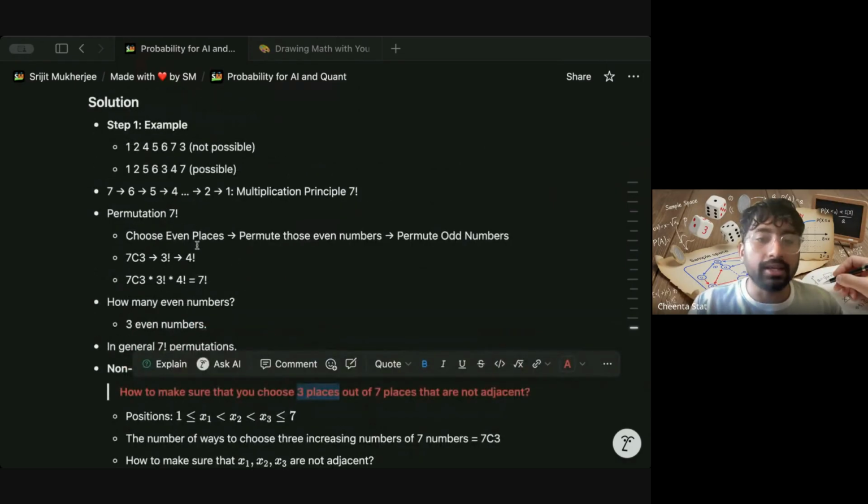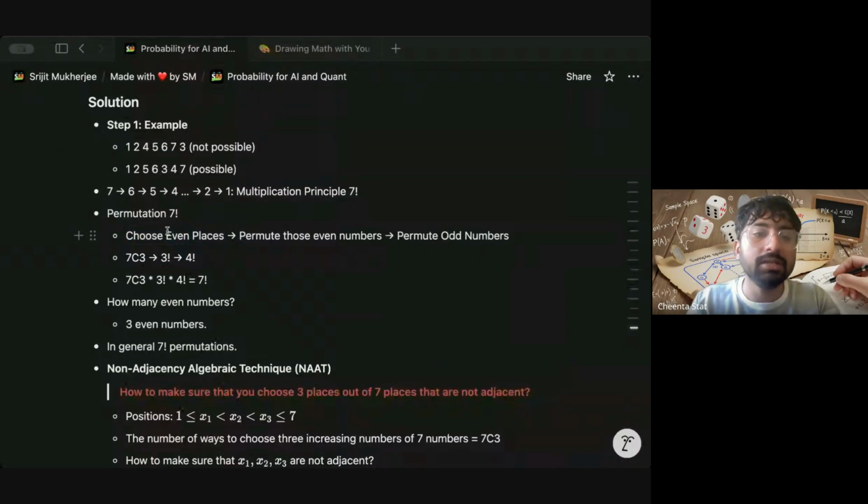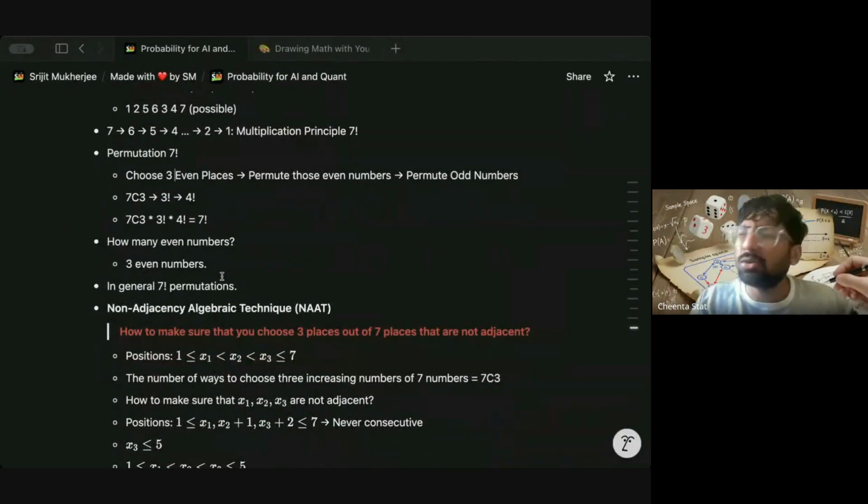That's a good question. I explained it, but I will explain it again. When we are choosing three places, close your eyes and imagine that out of 7 places you are choosing 1, 2, 3, 4, 5, 7. Out of these numbers, you're choosing any 3 numbers. That's equivalent to saying choosing 3 increasing numbers, right?